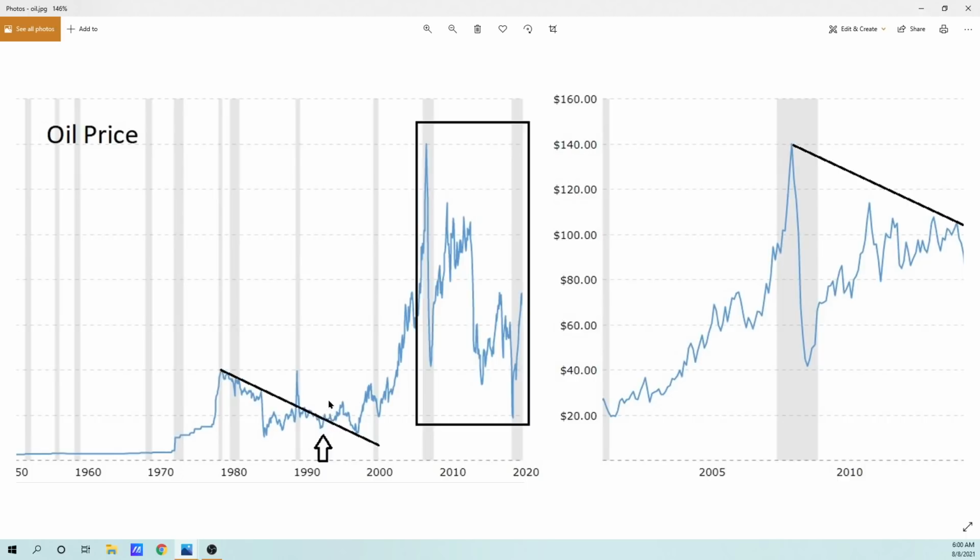So we still have a little bit longer to go in oil before it really takes off, I think.